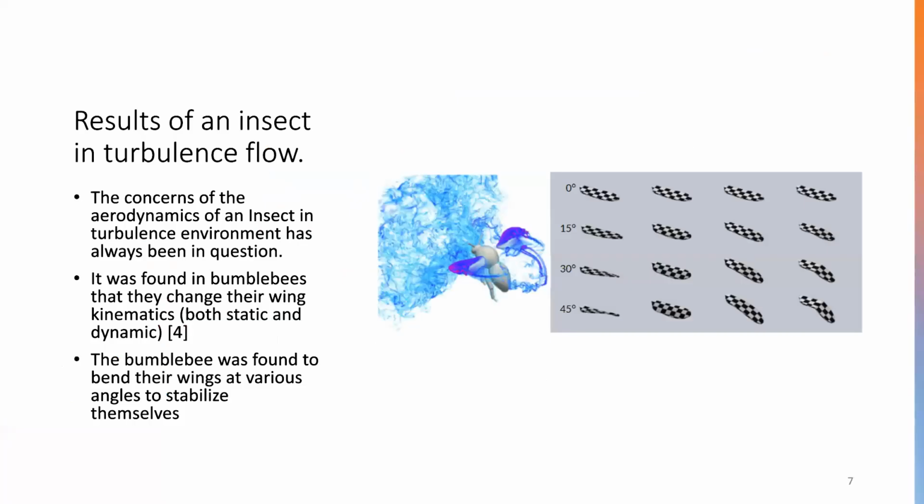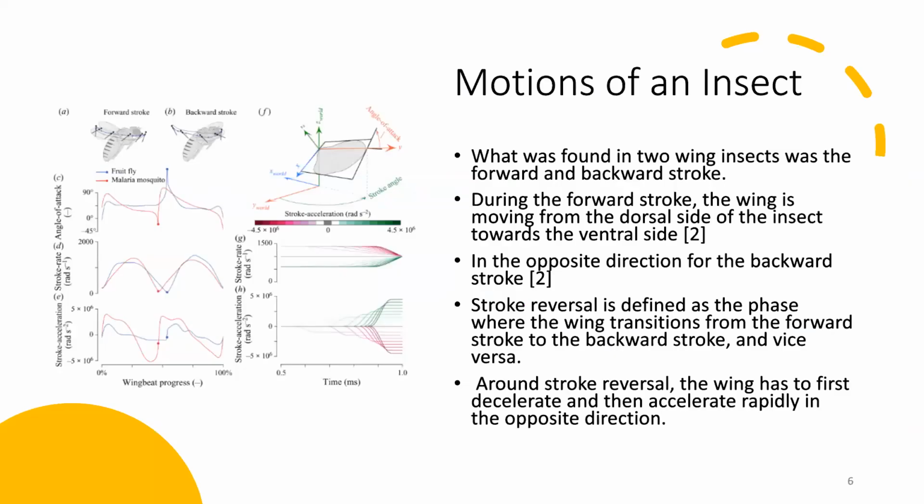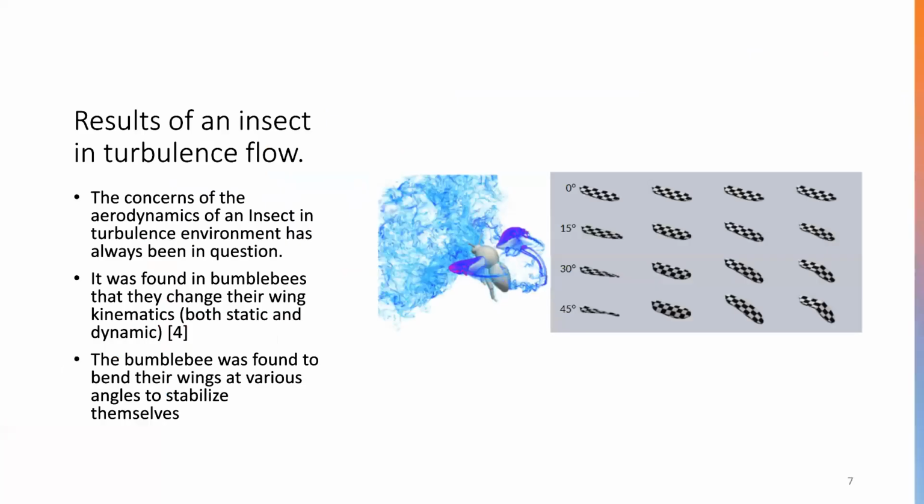Now, scientists have wondered for a long time how insects fly in turbulent flow. This is important to know because in the last slide, we learned that there was a forward stroke and a backward stroke that enables insects to fly. Well, now the long answer that everyone has been wondering: how do insects combat turbulent flow? We see the concerns of aerodynamics of an insect, this turbulent environment has always been in question. Well, now we're going to be looking at the study of a bumblebee.